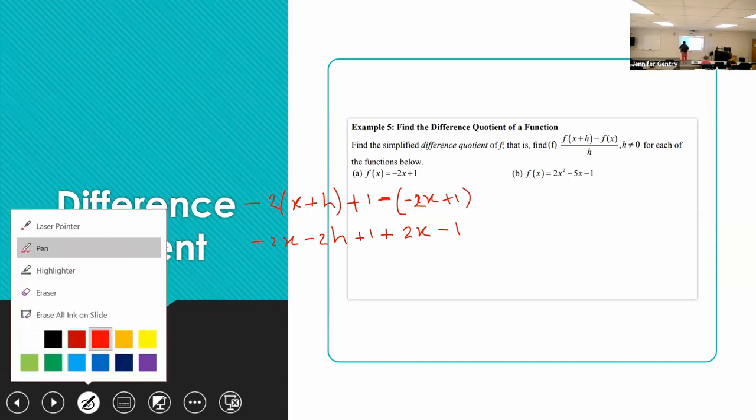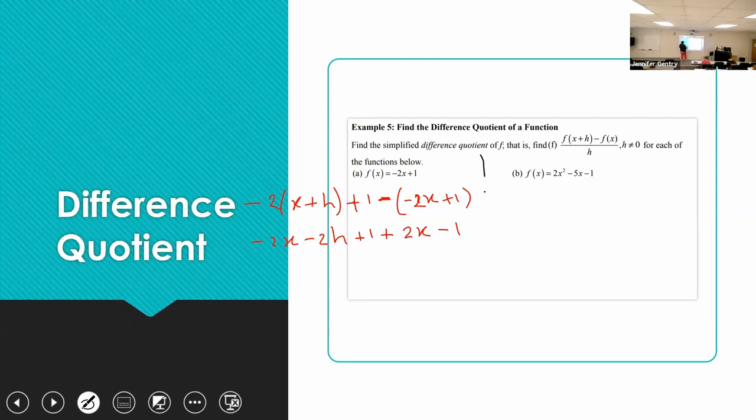Okay, let's combine stuff. What can we combine? The x's. We got -2 and +2, right? What's a -2 and a +2? Zero. So it cancels out. What about +1 and -1? Those cancel out. So what are we left with? -2h. Yeah, there we go, -2h.